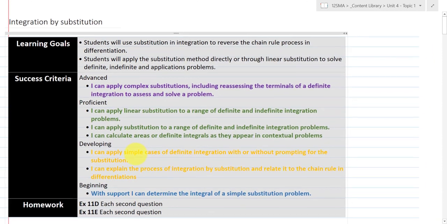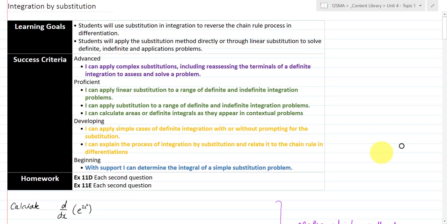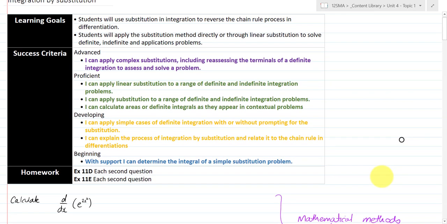So we're going to look at integration by substitution today, and it'll probably stretch across a couple of videos, and this of course in the series is video 5. So have a look, there's the learning goal and success criteria. Pause it if you need to have a look at this.